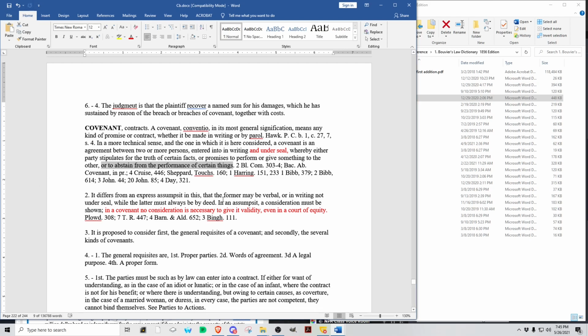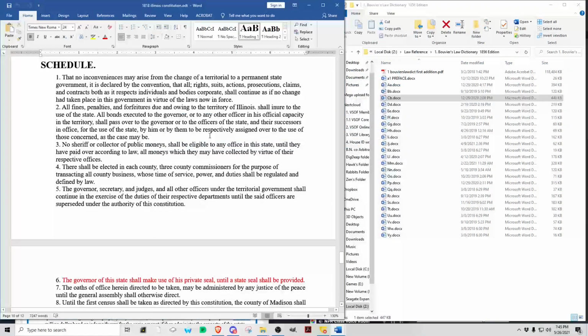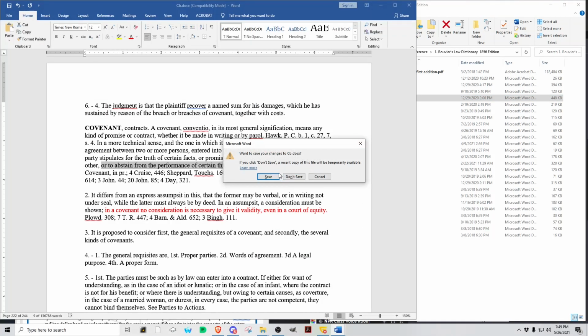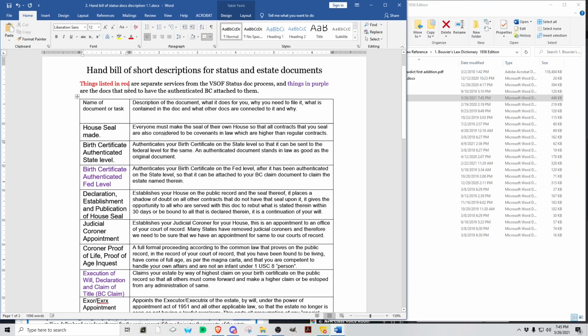Okay, so that's covenant. That's the importance of the seal. And so now let's get back into, and that's the schedule, the understanding of the seal from the Illinois Constitution. And now let's go through now the handbill description. The one is labeled 2, Handbill of Status Docs Description 1.1.